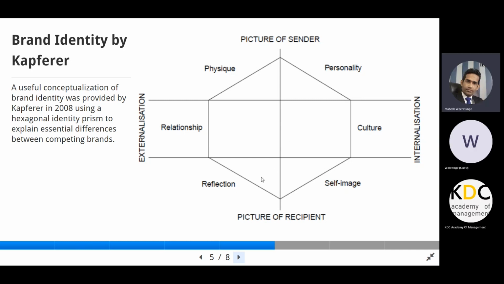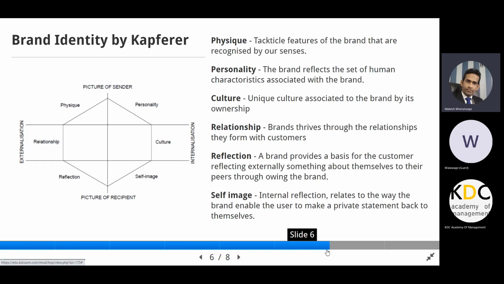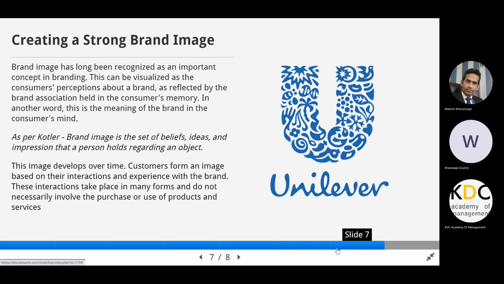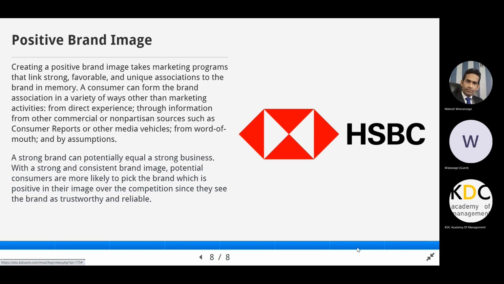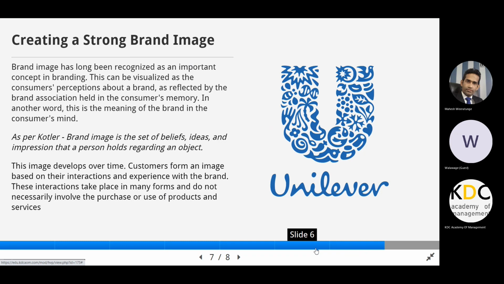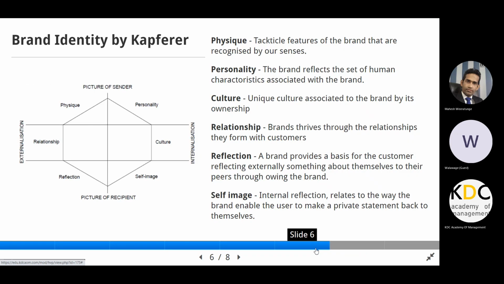So these are the 6 dimensions discussed under the brand identity prism of Kapferer, who is one of the best branding gurus in the world, and this is one of the greatest models, heavily used under brand management. Any question? Take the time now.